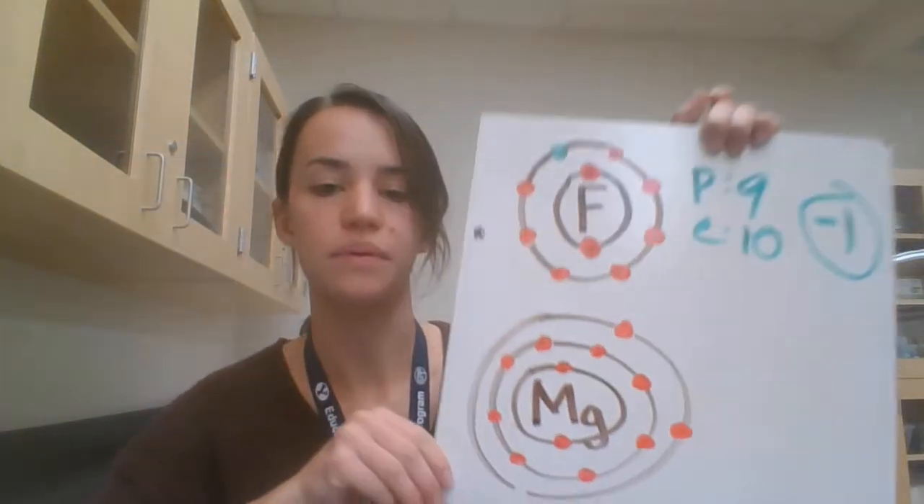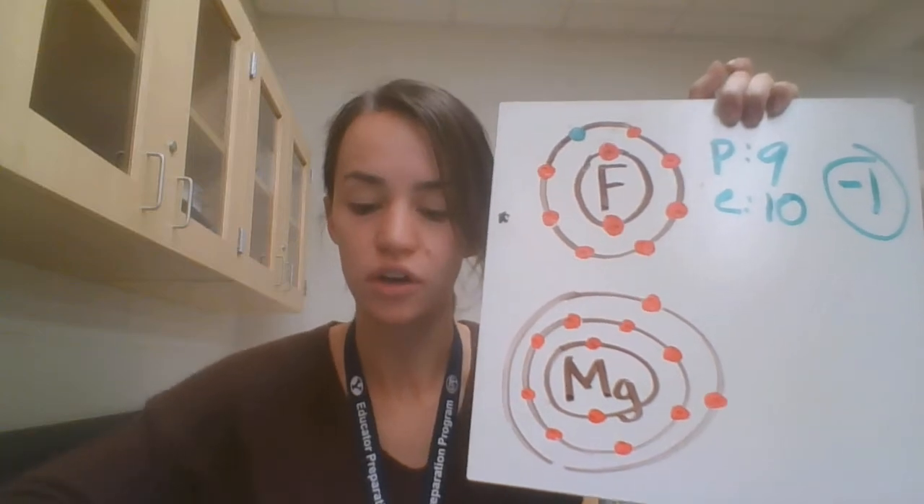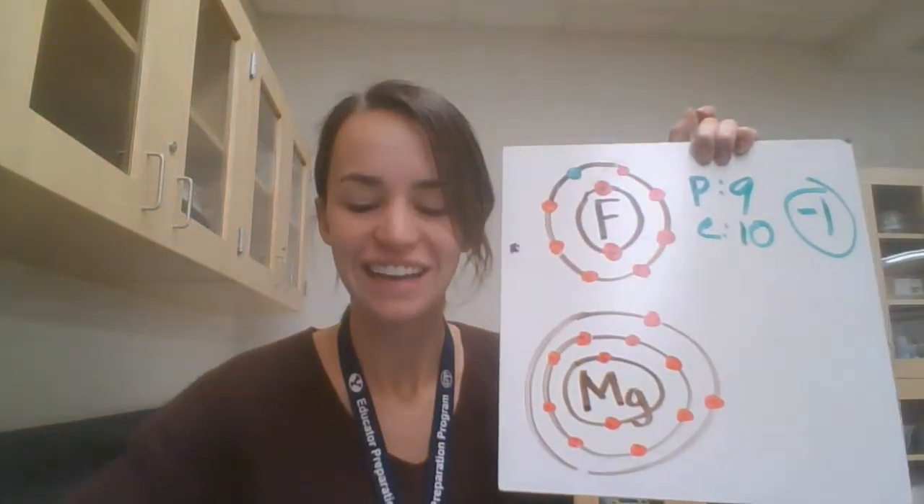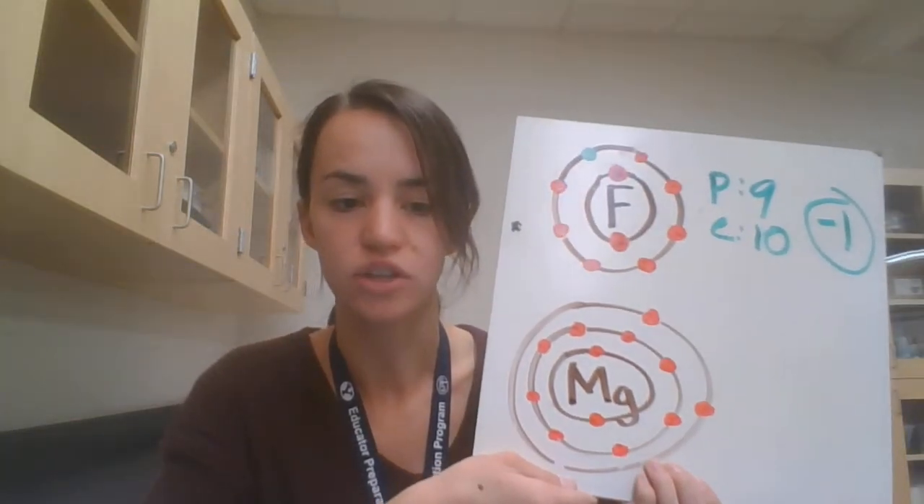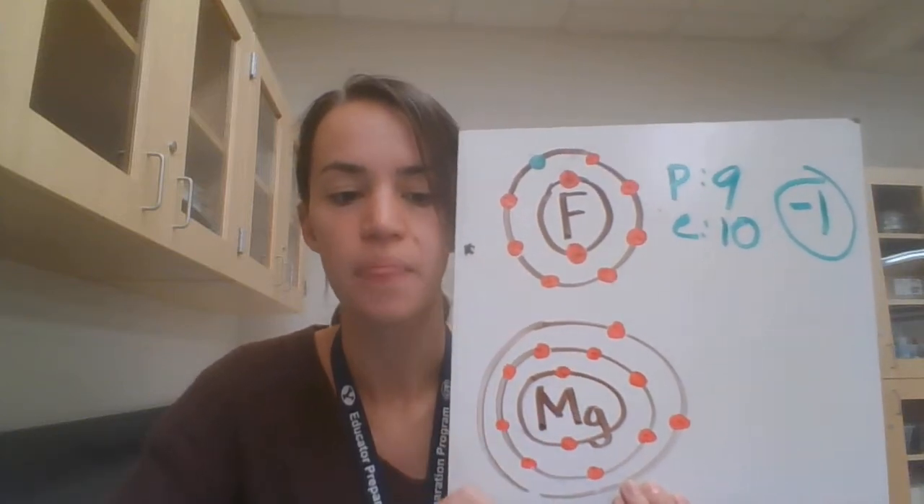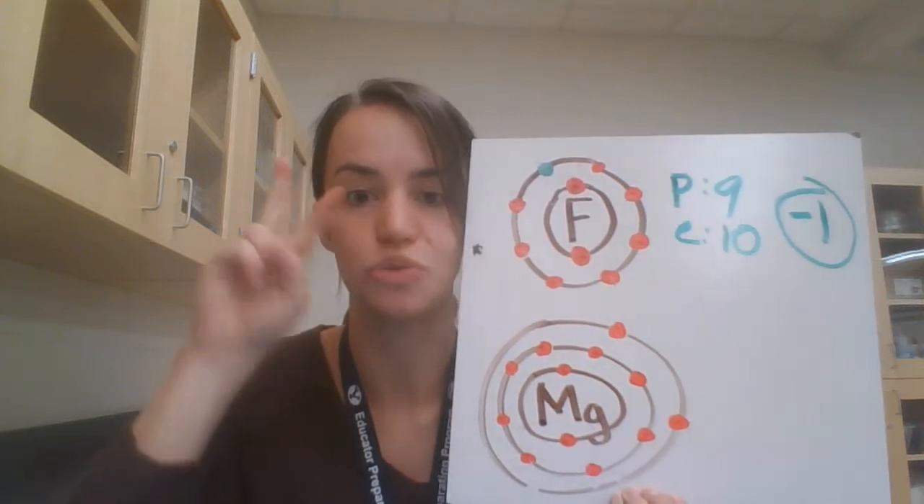All right, let's look at the second one. It's magnesium, Mg. If you find it on your periodic table, it's on this right side. It's number 12, and so it's going to have 12 electrons. You can count out the electrons if you want, but there's 12 electrons here. And so magnesium has 2 valence electrons, right? It's in our 2A column.